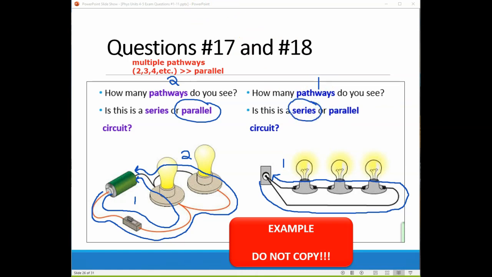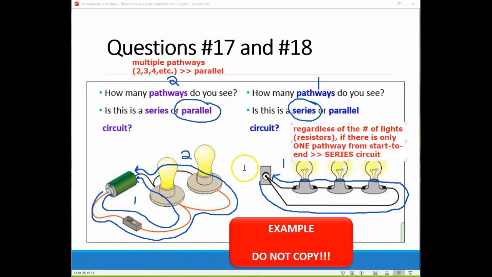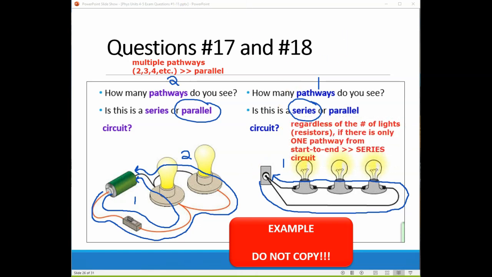So again, anytime, regardless of the number of lights or resistors, those are also called resistors, if there is only one pathway from start to end, that makes something a series circuit. All right, that should help you with questions 17 and 18. Pause the video and continue playing when you're ready.